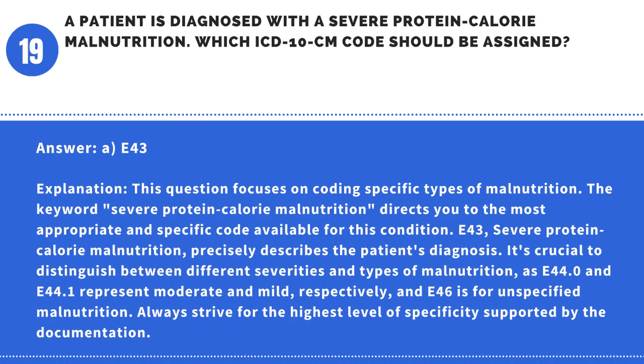The keyword, severe protein-calorie malnutrition, directs you to the most appropriate and specific code available for this condition. E43, severe protein-calorie malnutrition, precisely describes the patient's diagnosis. It's crucial to distinguish between different severities and types of malnutrition, as E44.0 and E44.1 represent moderate and mild, respectively, and E46 is for unspecified malnutrition. Always strive for the highest level of specificity supported by the documentation.